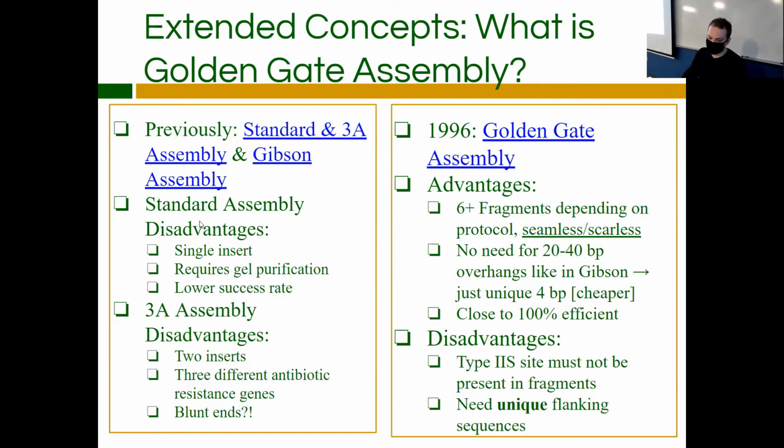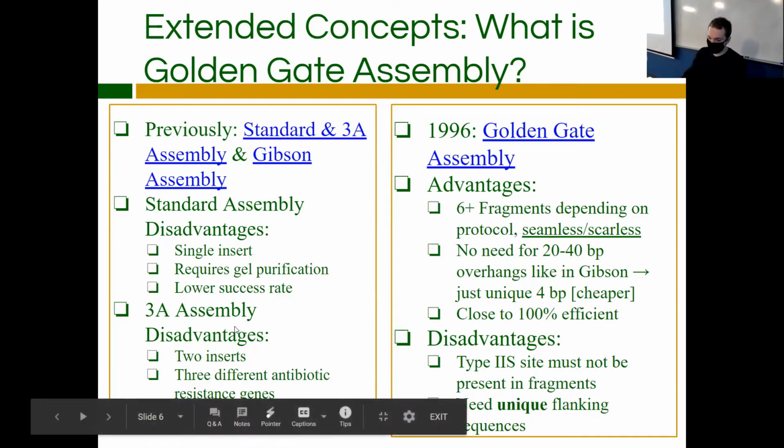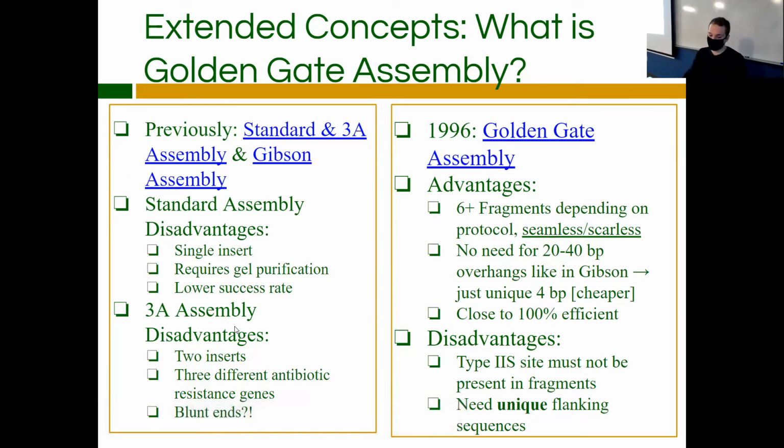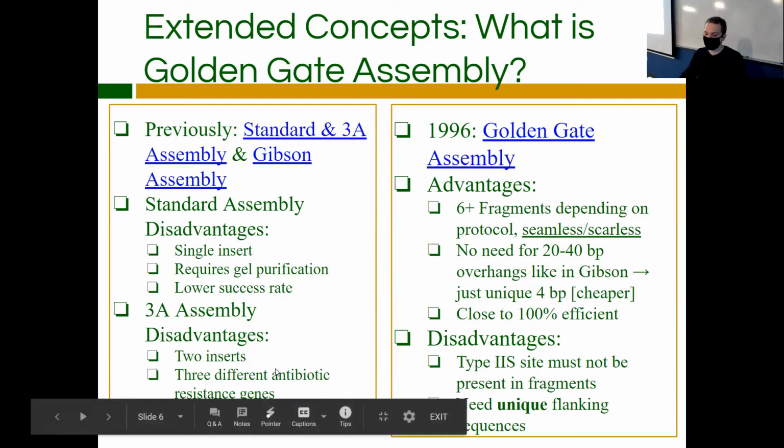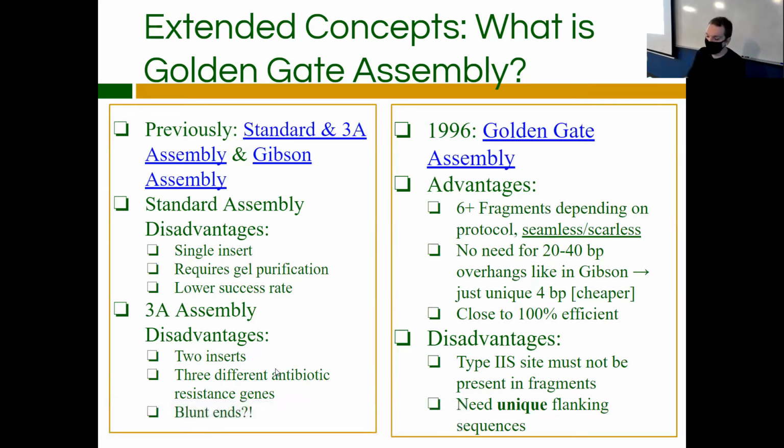3A assembly was an improved standard assembly method. It uses 2 inserts. However, you need 3 different antibiotic genes in order to properly screen for your ligated parts after you have them finally ligated. This is because in your mixture that has all these different parts, some are going to be ligated properly with all the different inserts inside the backbone. Some are just going to be linear, and you only want to pull out the properly transformed bacteria.